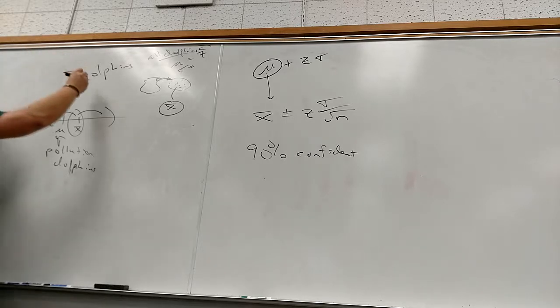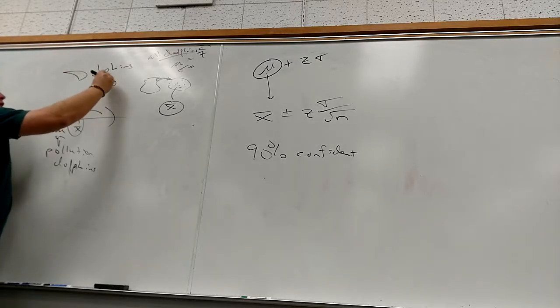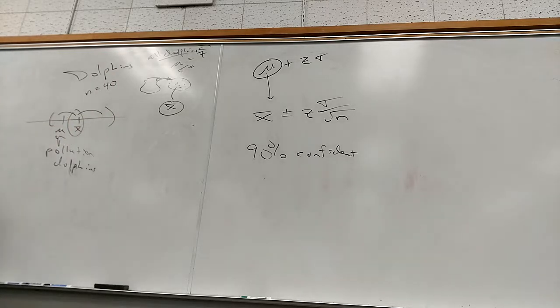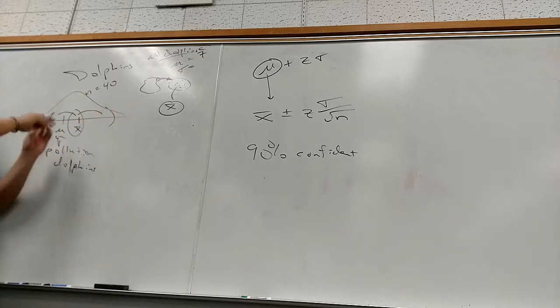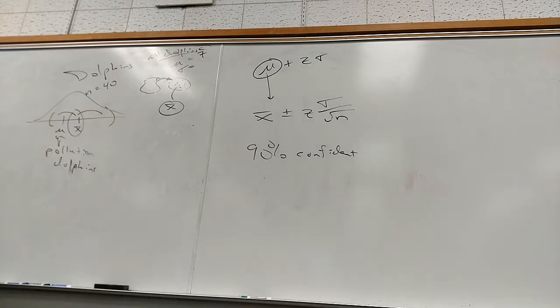Let's say, just to help us out, I took a sample of 40 dolphins. This is important to know, because now what does that mean about my sample means? They are normal. So if I want to be 90% confident, I want to go out far enough so I catch 90% of the data, how far out do I have to go? Can you figure that out?